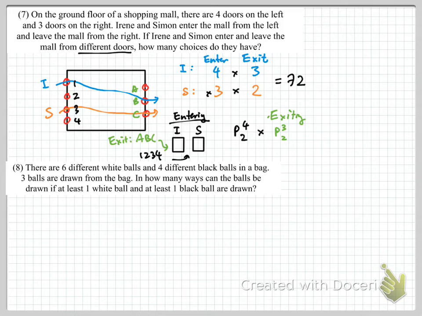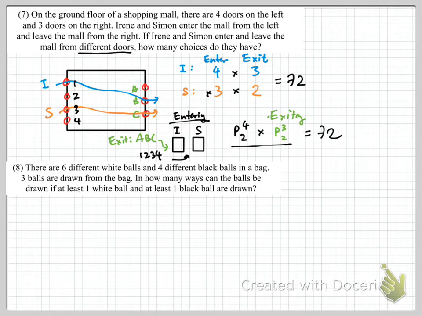So the final answer will be these 2 numbers multiplied together. Once again, it is 72. I try to show you different ways to arrive at the answer so that you know better. Now we come to question 8.